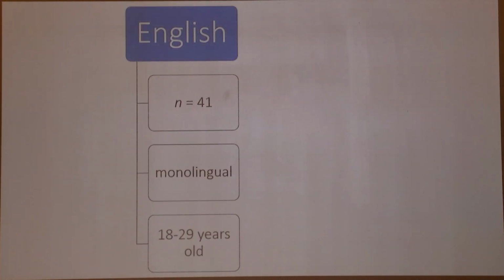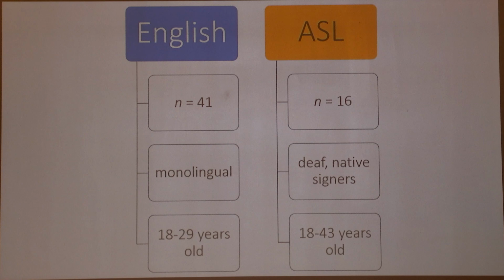So for this study, we collected data from two groups of participants. 41 monolingual English speakers were recruited from the University of Connecticut out of the psychology student body, and 16 deaf native signers were recruited from Gallaudet University in Washington, D.C., all of whom acquired ASL before the age of 5.